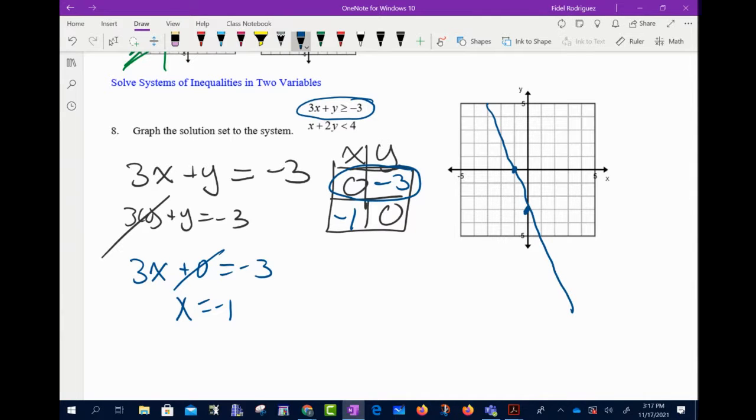All right, so now we're going to do the same thing we did before, y'all. We are going to do our test point. Can we still use 0, 0? Okay, let's use 0, 0. We're going to put 3 times 0 plus 0 is bigger than or equal to negative 3. So 3 times 0 is 0, plus 0 is still 0. Is 0 bigger than or equal to negative 3? What do you think? It's not bigger?